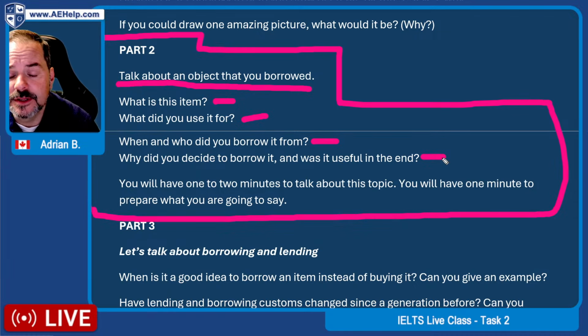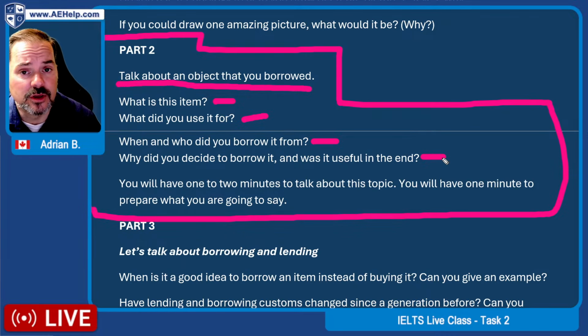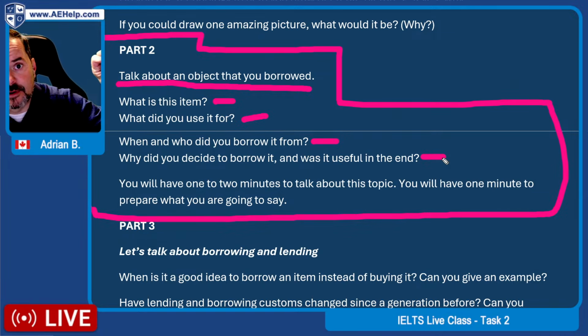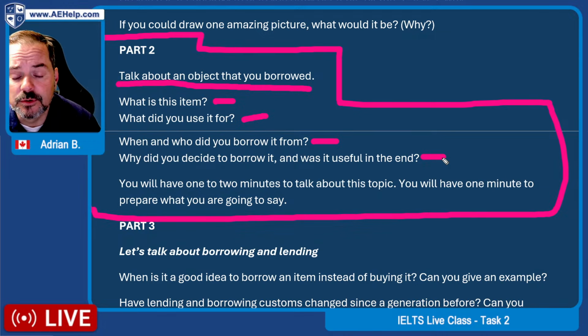Okay. These questions aren't just there to guide you, students. The examiner does expect that you answer these questions if you want to get a Band 8 or a Band 9. Okay. You cannot go off topic, and you cannot just talk about a small part of the card. If you want to get high band scores, you should do your best to cover all of these questions.